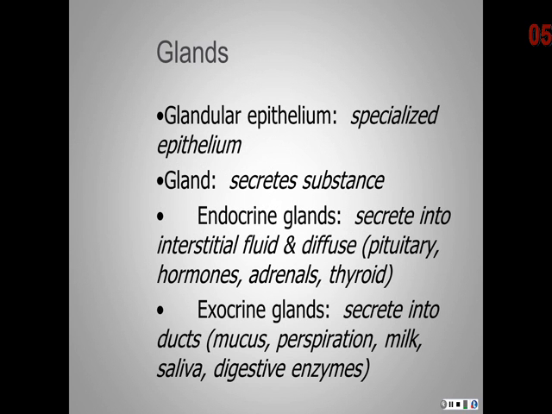Endocrine glands secrete their products into the interstitial fluids and are carried throughout the body. This includes things like the thyroid, adrenals, and other glands, which we will discuss more in the endocrine system.